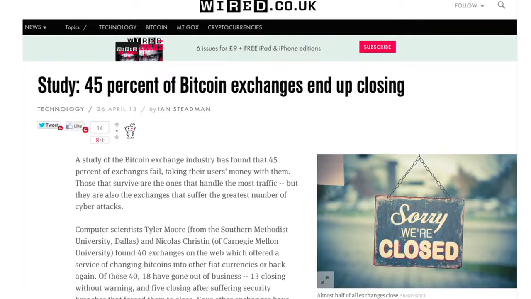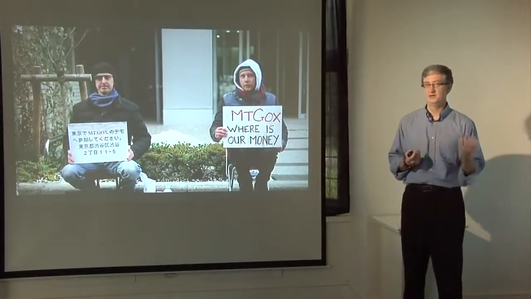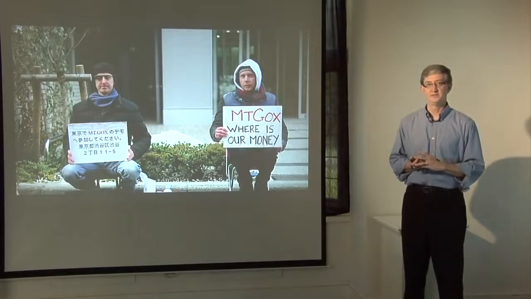The most famous example of this, of course, is Mt. Gox. Mt. Gox was at one time the largest Bitcoin exchange, and it eventually found itself insolvent. That is, unable to pay out the money that it owed. And Mt. Gox was a Japanese company, and it ended up declaring bankruptcy, leaving a lot of people, including these two gentlemen, wondering where their money had gone.